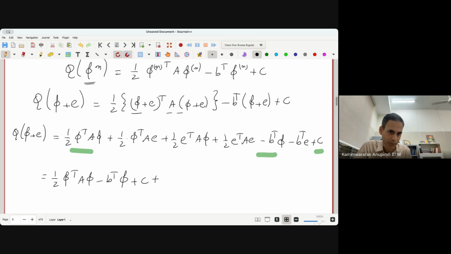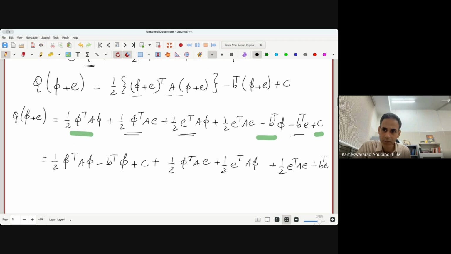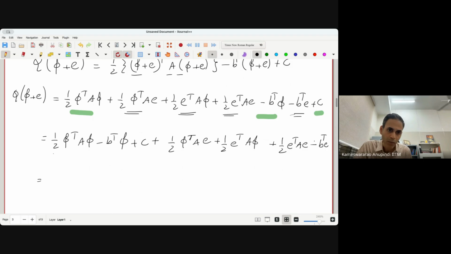Okay, plus I have these two quantities, which are half of phi transpose A times E plus half of E transpose A times phi, plus I have half of E transpose AE minus B transpose E, right? That is what is remaining. This B transpose E and these were remaining. That's what I have written towards the end.